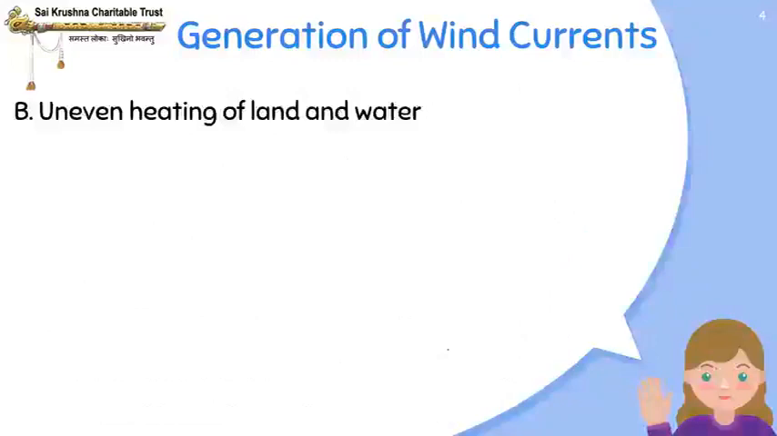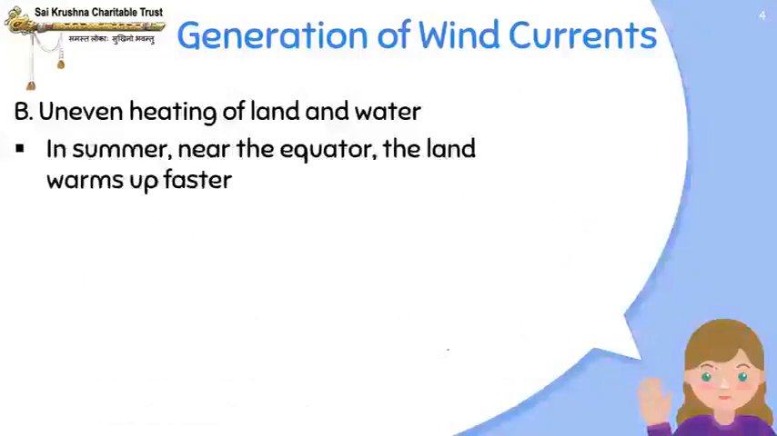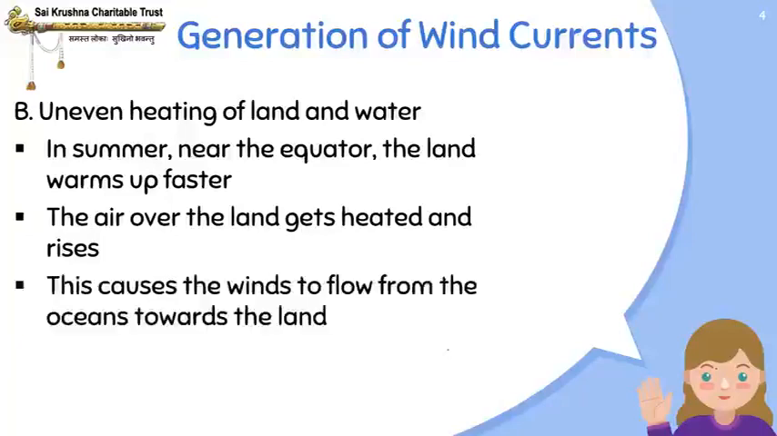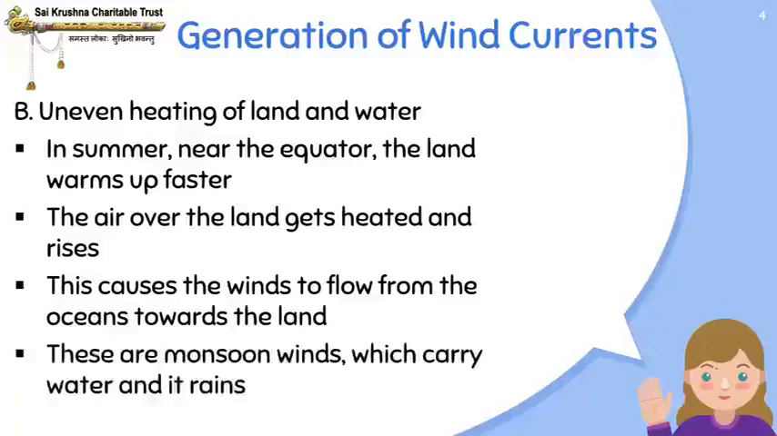Uneven heating of land and water. So in summer near the equator, the land warms up faster, and most of the time the temperature of land is higher than that of the water in the oceans. Now because of this higher temperature, the air over the land gets heated and rises, and the winds from the ocean flow towards the land. These are called monsoon winds.